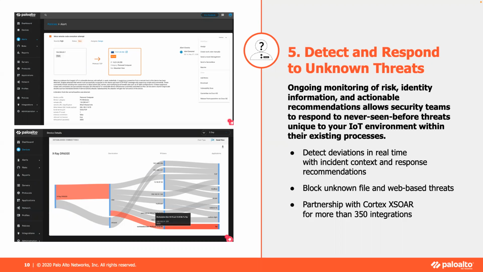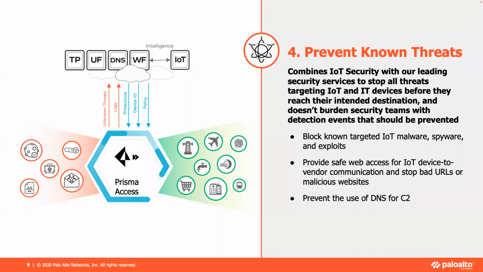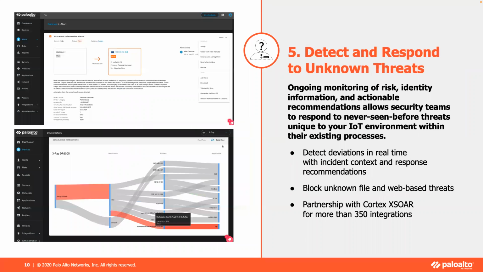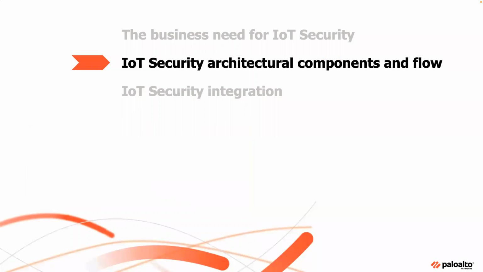And our connection with XOR and all of our other pieces on our platform allows you to detect and respond to these unknown threats. I mean, it's really easy to protect for known threats, which is about 20 to 40% of what's out there. But what about that other 60 to 80%, that 0-day stuff? Well, we can protect your devices from that just like we can your users with user ID.